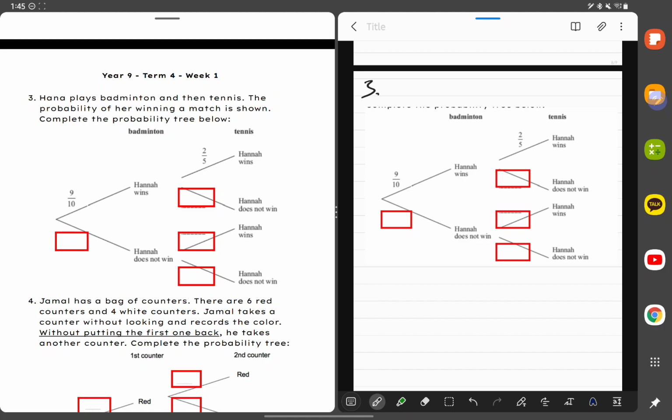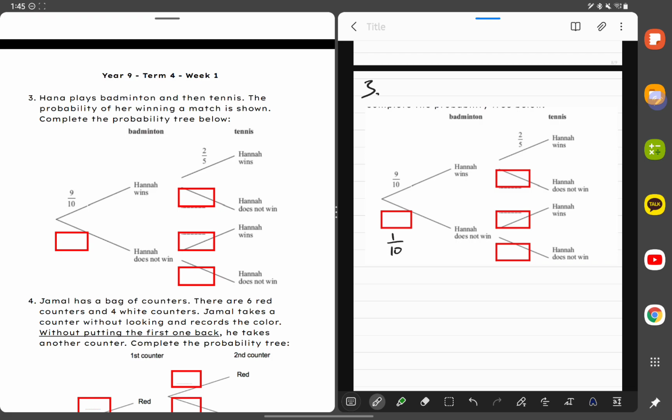9 out of 10, Hannah wins at badminton. Well then, what's the chance of Hannah not winning? It's the rest, isn't it? It's 1 out of 10. Because 9 out of 10 wins, the rest is that she doesn't win. Sure, you might think, oh, but you could draw. Yeah, no, but remember, it doesn't say she loses. It says she does not win.